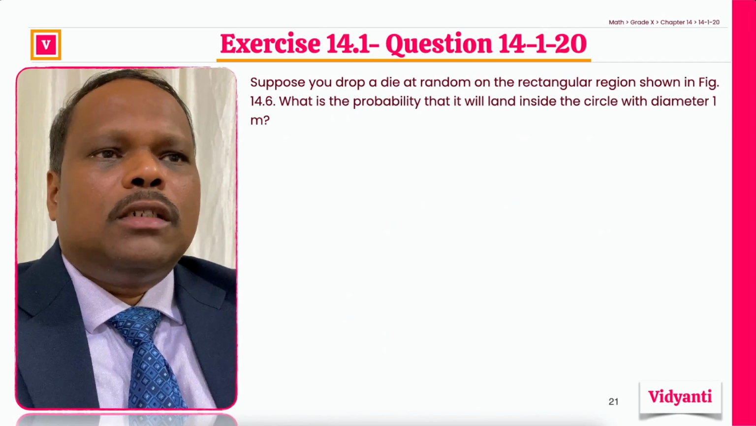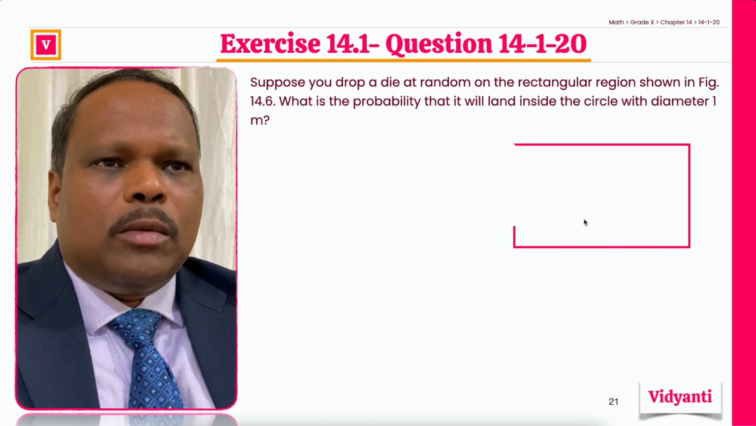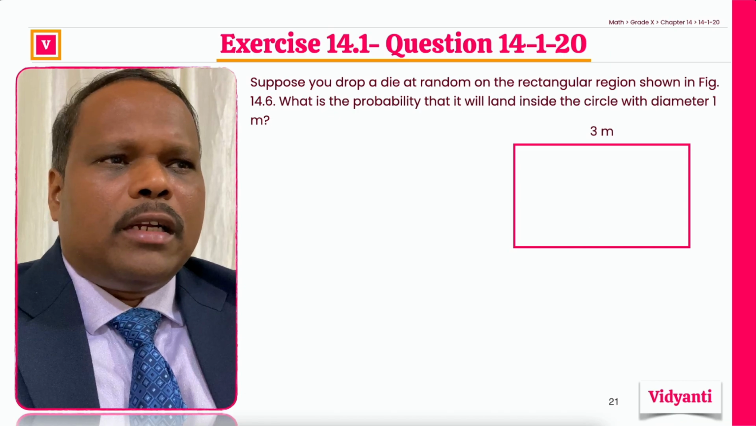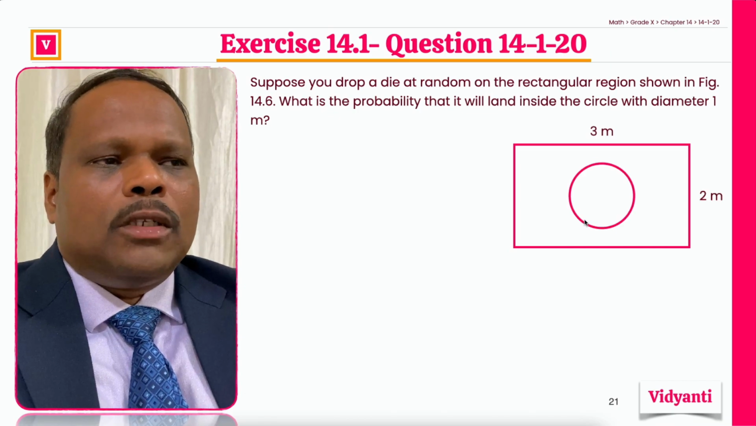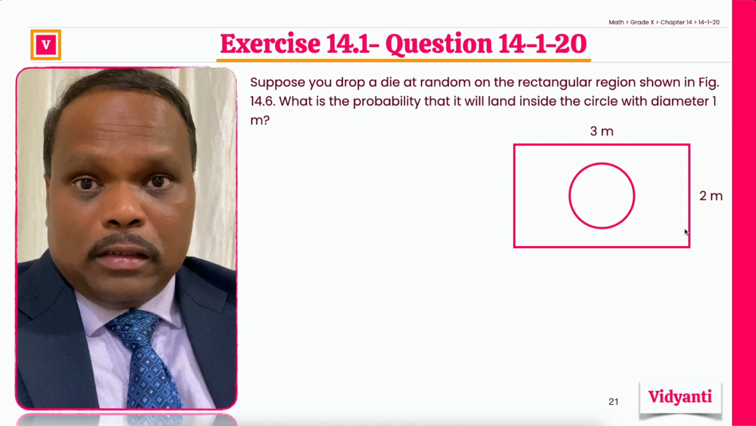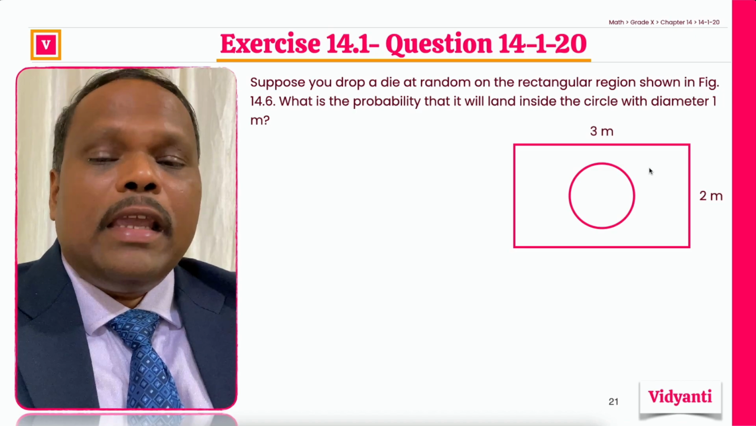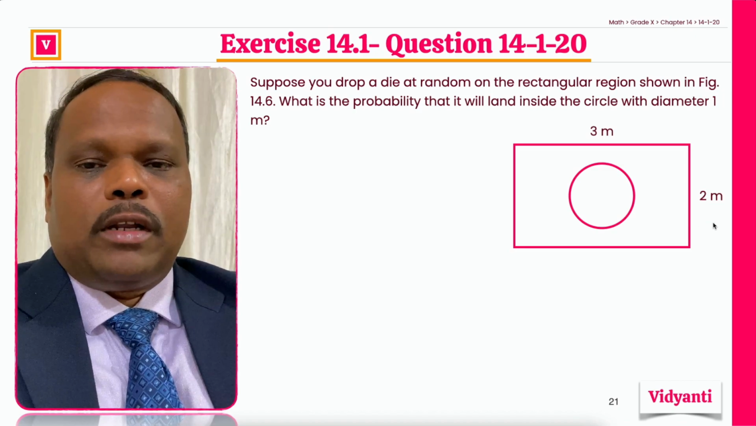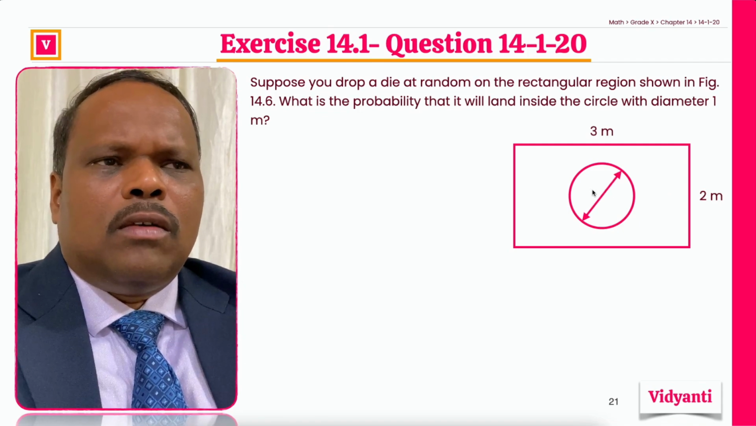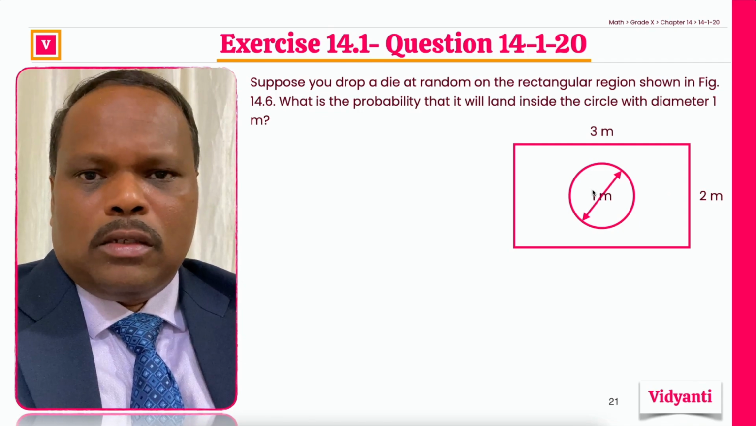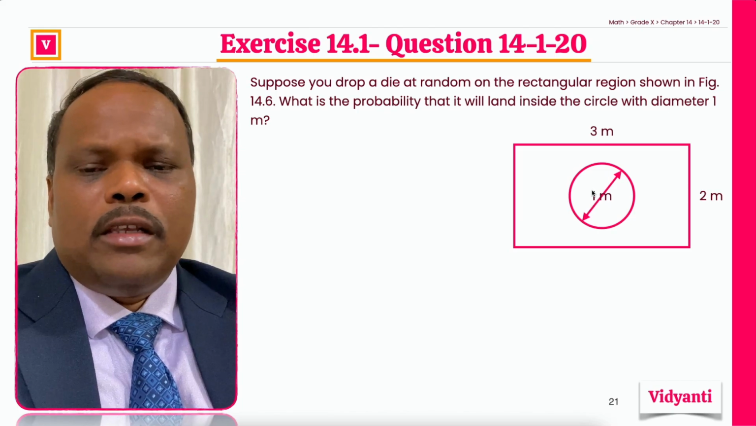Let's go to the next question. Suppose you drop a die at random in the rectangular region shown in 14.6. What is the probability that it will land inside the circle with a diameter of 1? So you have altogether a rectangle, and the dimensions are given as 3 by 2. So altogether it has an area of 6 meters square. Out of that, the area of the circle is, well, the diameter is given as 1. So you can get the radius as half, or you can use pi d square by 4.